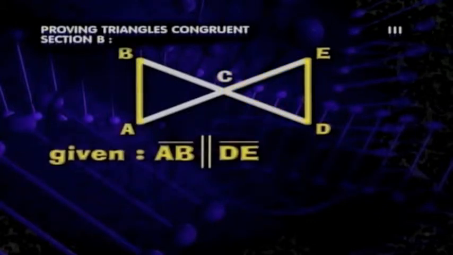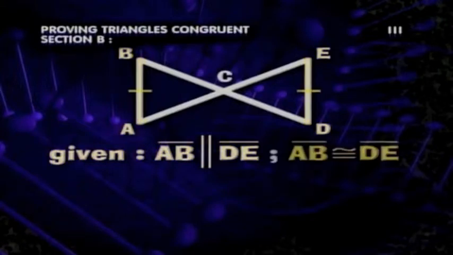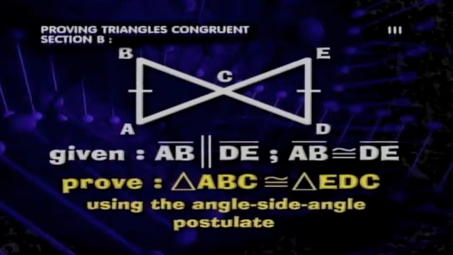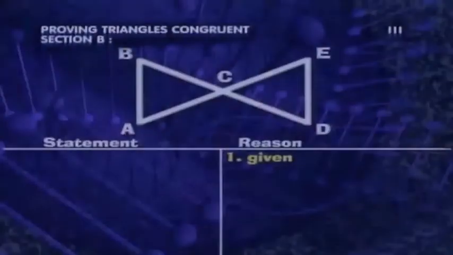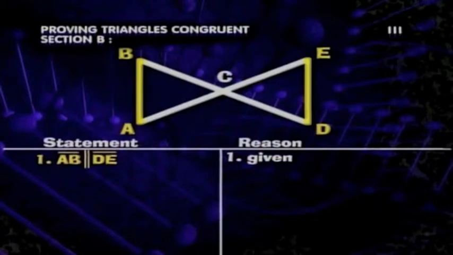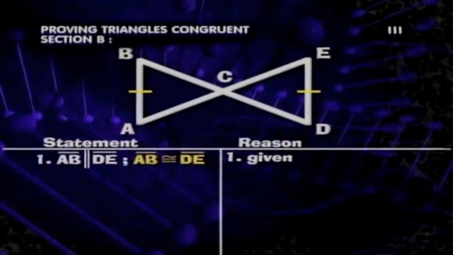Great! Let's state our given information. We're given that AB and DE are parallel to one another and their lengths are congruent. We want to prove the triangles are congruent using the angle-side-angle postulate. Let's get started by stating our given information. Lines AB and DE are parallel, and AB and DE are congruent.